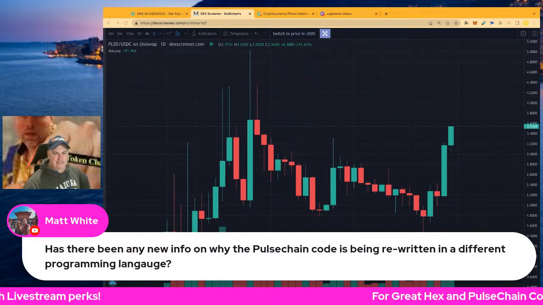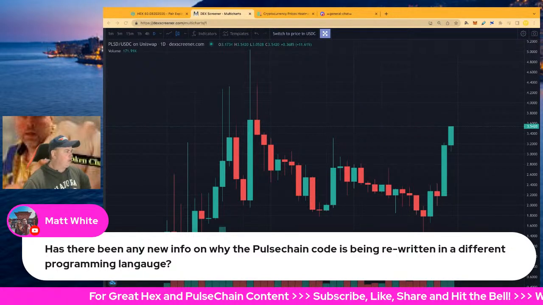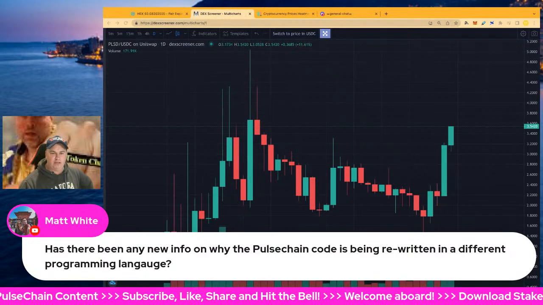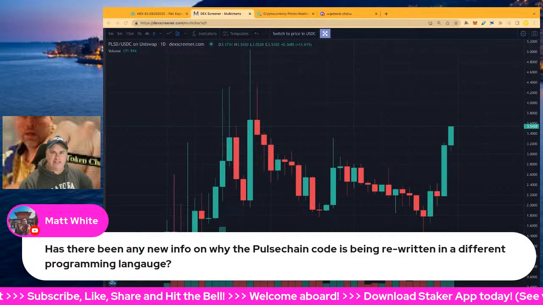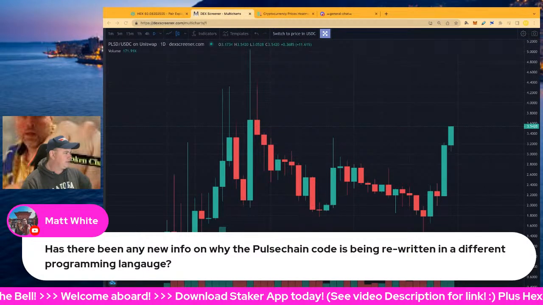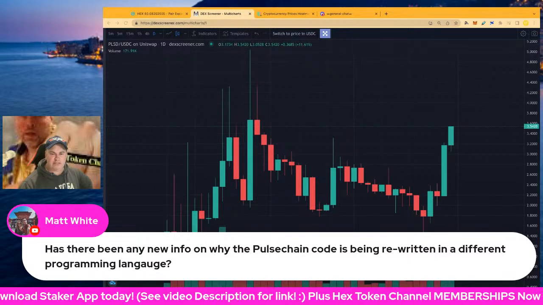Matt White says, has there been any new info on why the Pulsechain code is being written in a different programming language? No, just the fact that they're wanting to make it better, faster, and stronger. The way we interpret that, the phrasing is pretty interesting. Just make it better, future-proof it. That's kind of where we're at, at this stage.